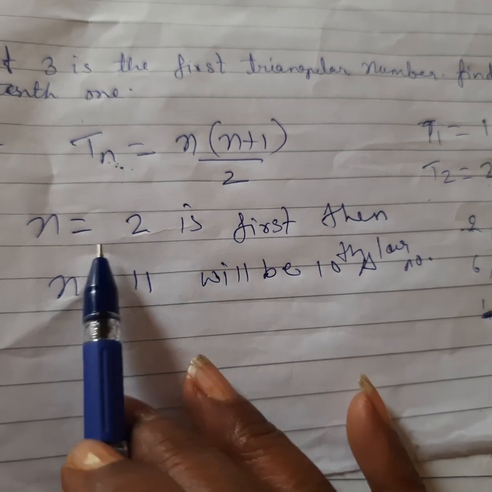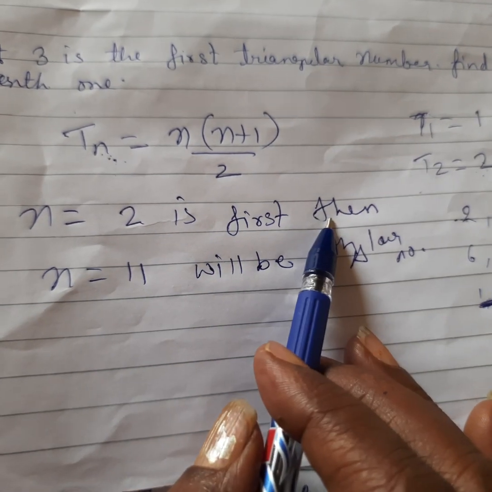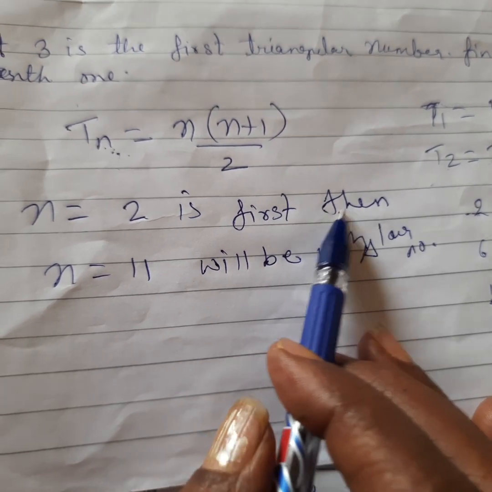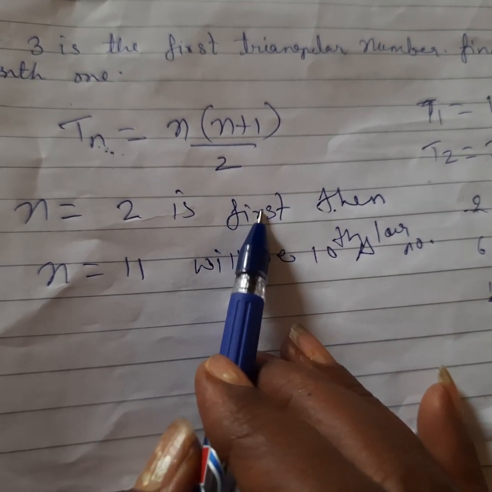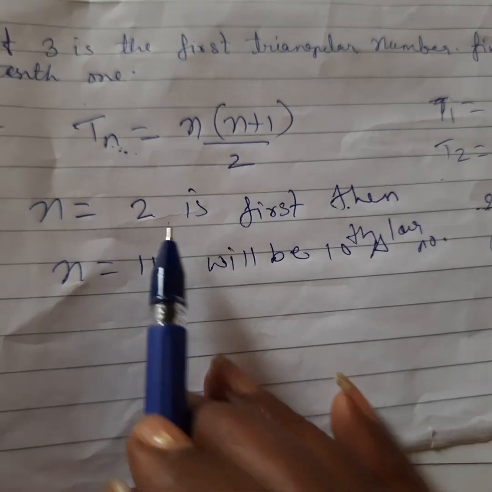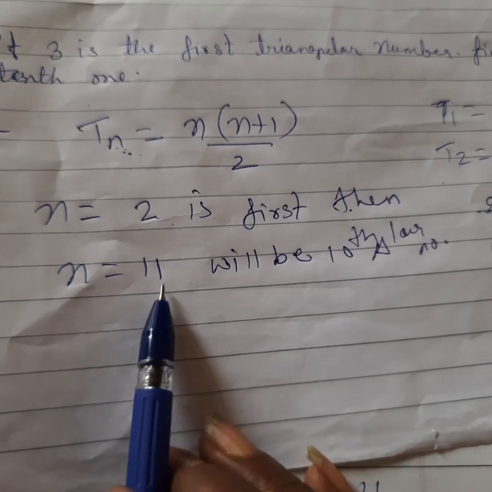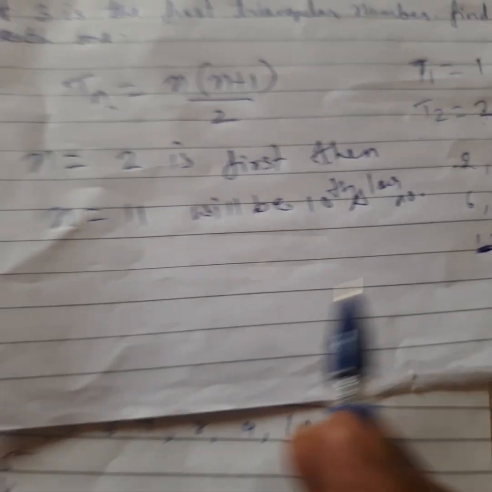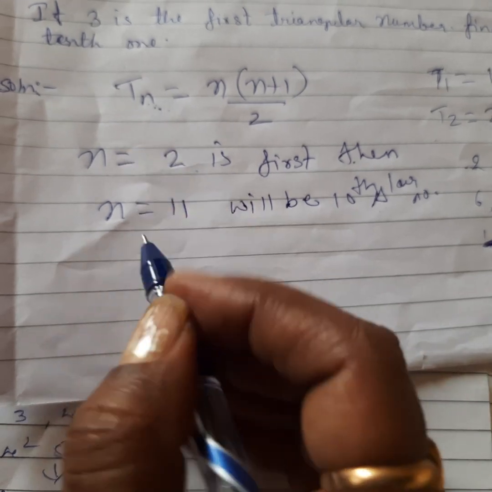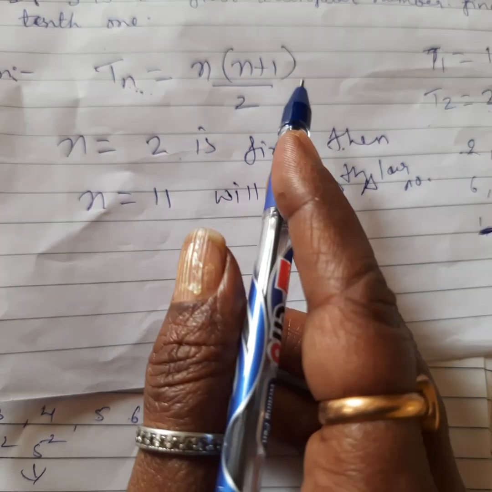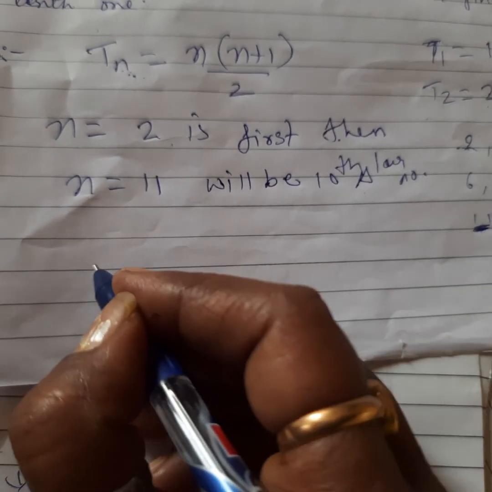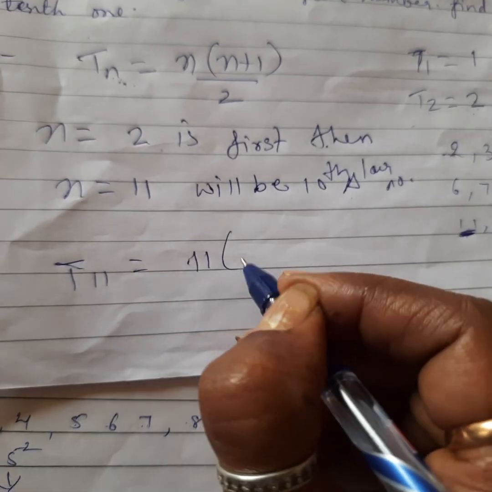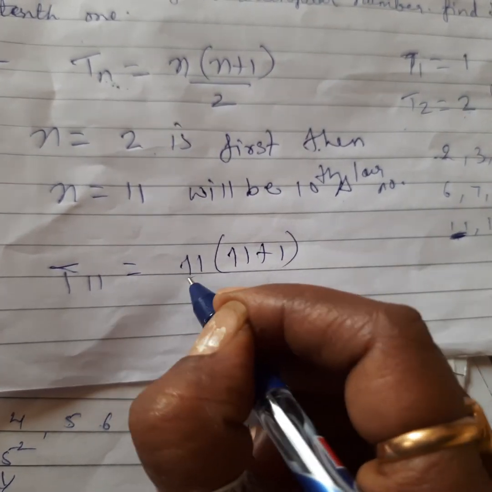So if n is equal to 2 is the first triangular number, that is we get 3. And when do we get 3 as a first triangular number? When n is equal to 2. That means n equal to 11 will be the 10th triangular number. I showed you how to find out. So that means we will use a formula Tn is equal to n bracket n plus 1 divided by 2. That means T11 is equal to 11 bracket 11 plus 1 divided by 2.